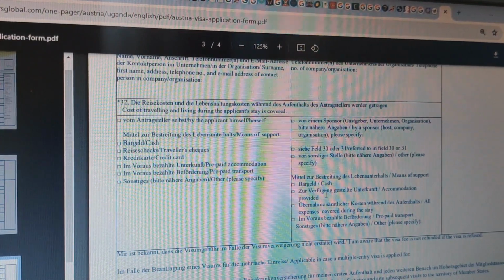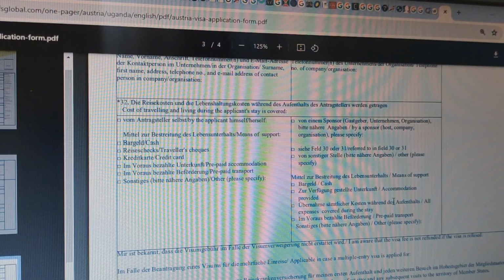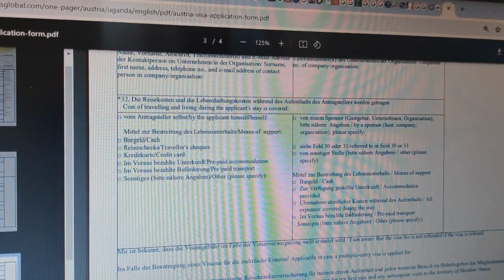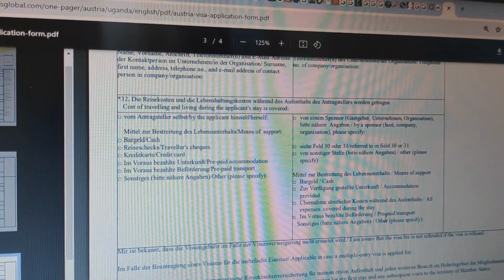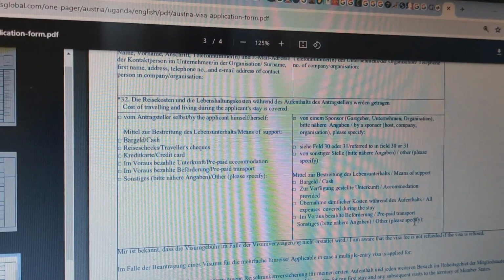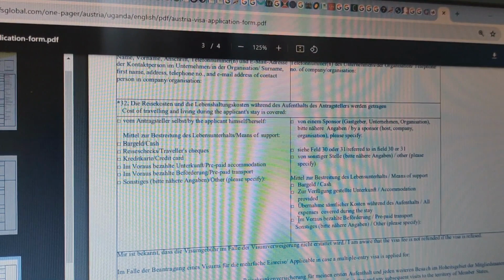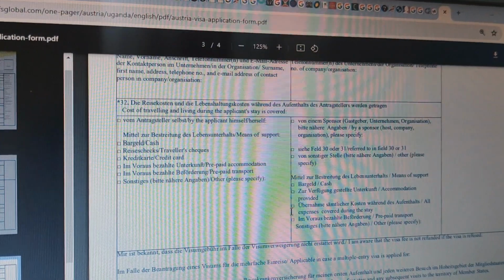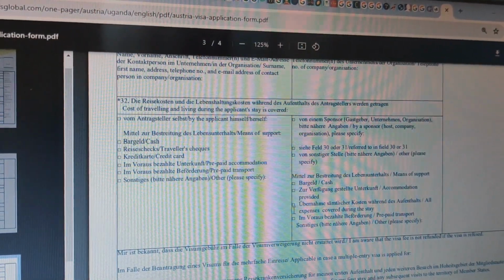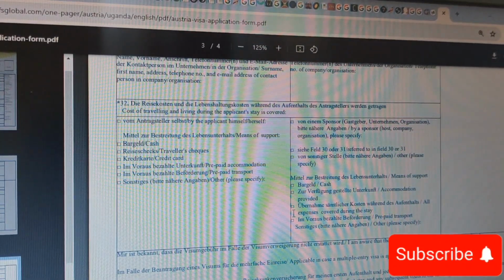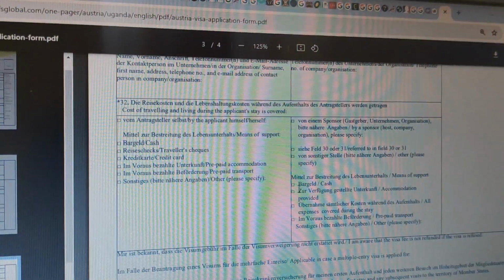Means of support: cash, accommodation provided, all expenses covered during the stay, prepaid transport or others specified. So you have to tick whatever the person is willing to offer. If the person is going to pay for all your expenses, then you tick all expenses. Sometimes some hosts will say they're only catering for the accommodation. Then that is what you tick. You tick whatever applies to your case.